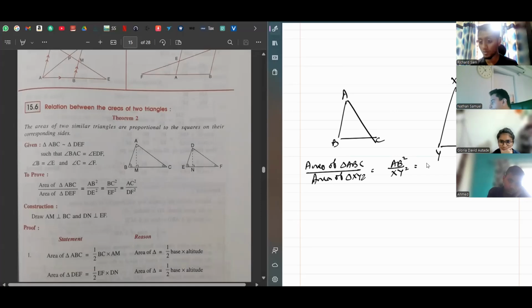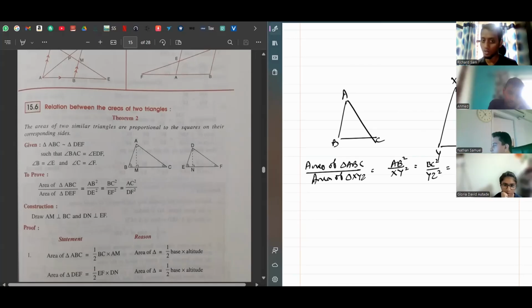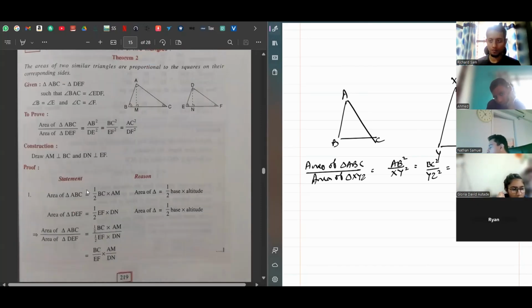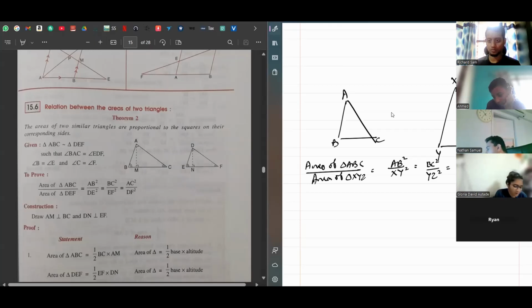Okay. So it can also be equal to what? Tell any other set of corresponding sides. BC. BC square upon YZ square. Or it will also be equal to AC square upon XZ square. That's it. Okay, is that clear? Square the sides, you will get the ratio of their areas. Any doubt in this theorem?